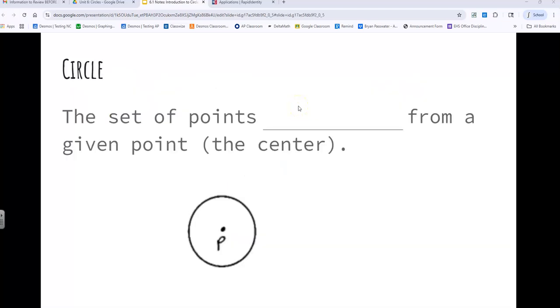The circle is the set of points that are blank from a given point, that point being the center. Anybody have an idea of the word that goes there? I know you know what a circle is. It is the set of points blank from a given point. So this is telling us the definition of a circle.